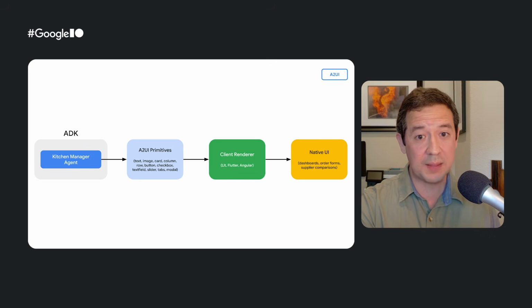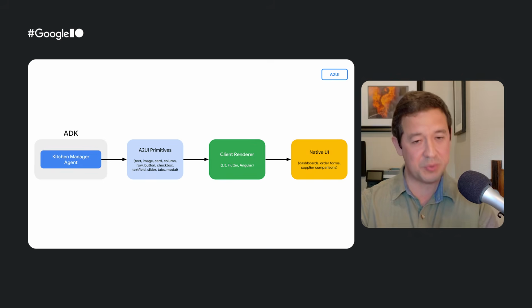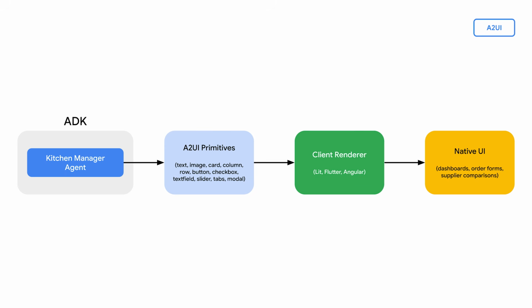So A2UI kept the layout and the data separate. The agent sends the component structure once, and then you can update the data whenever you need to. So that's why the same payload works across different renderers like Lit or Flutter or Angular.